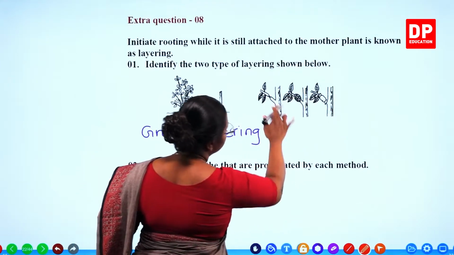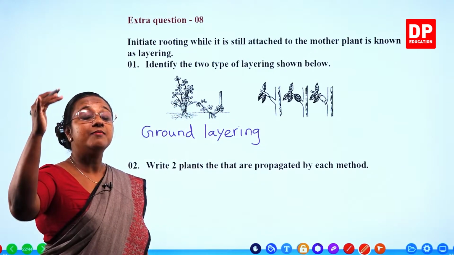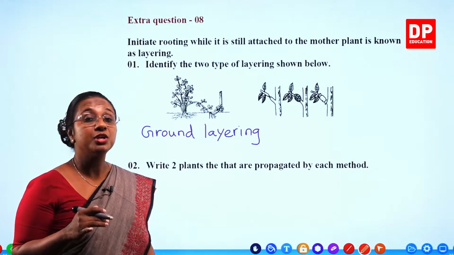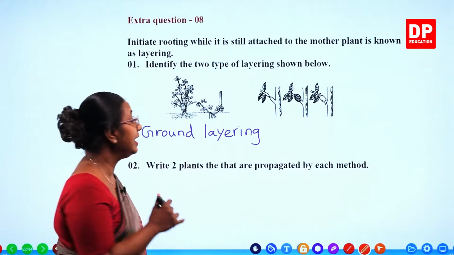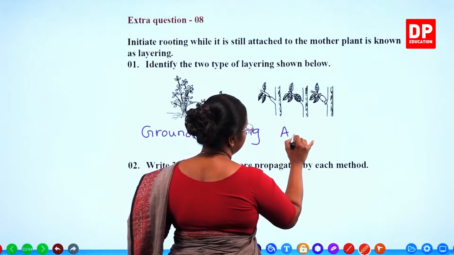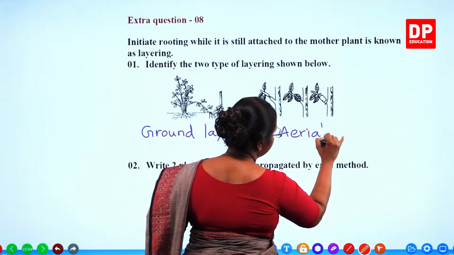Then here, of course, these are twigs that are somewhat far away from the ground. So, we call that the aerial layering process. Aerial layering.